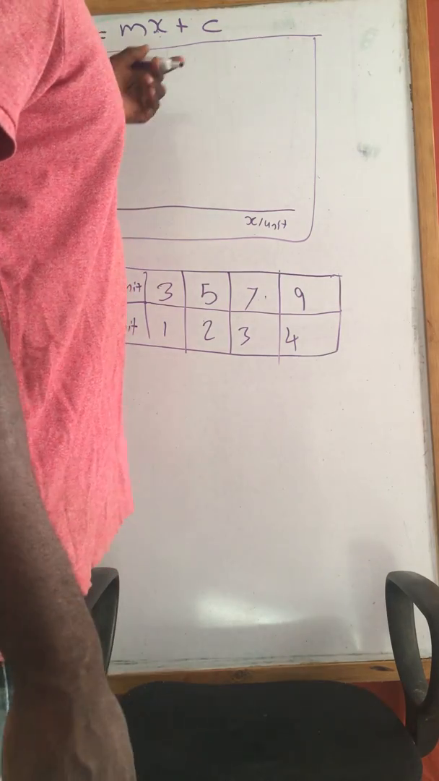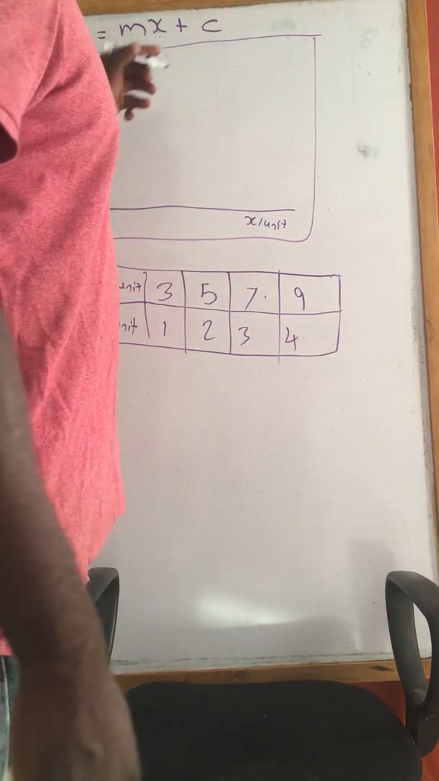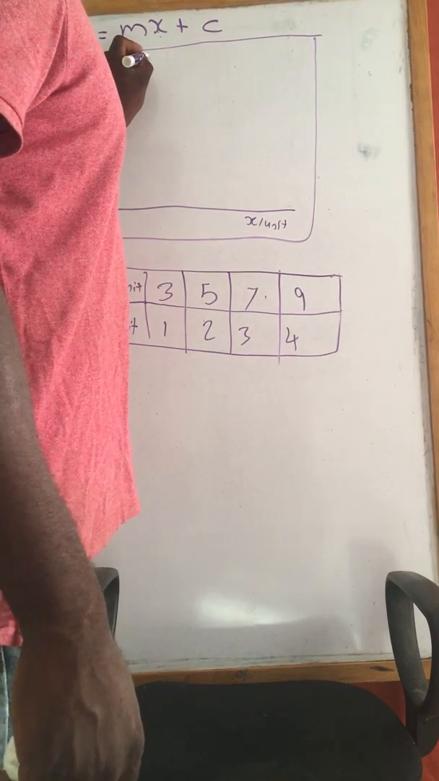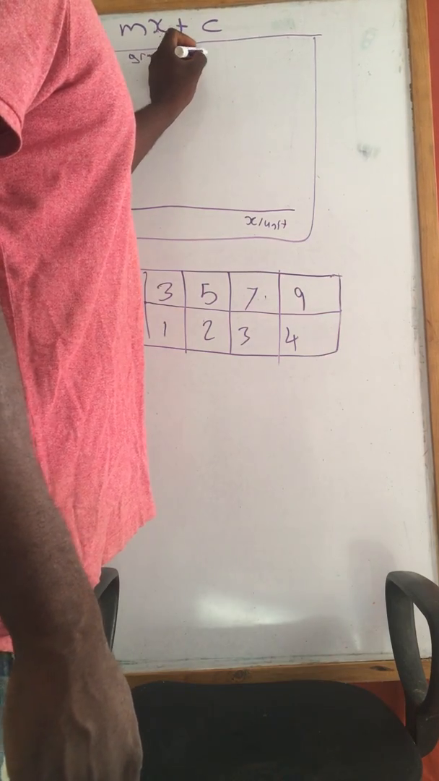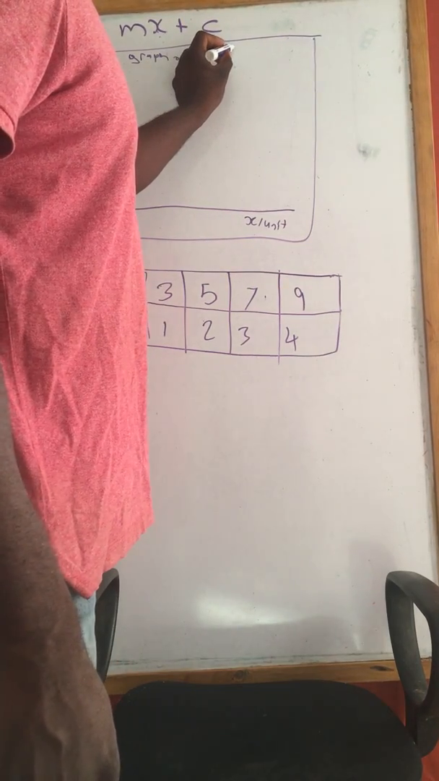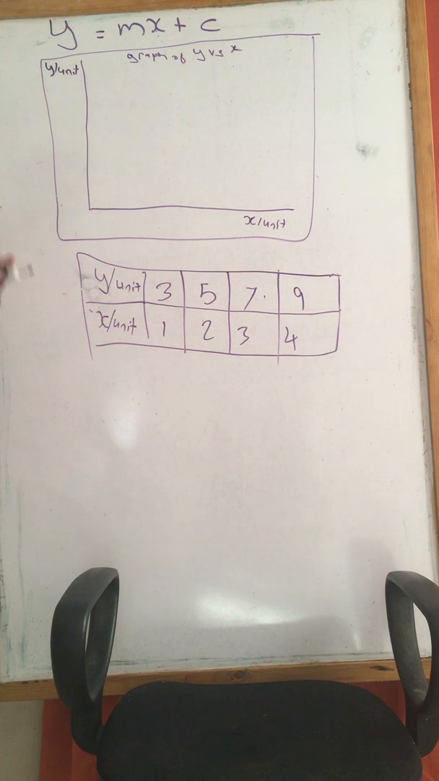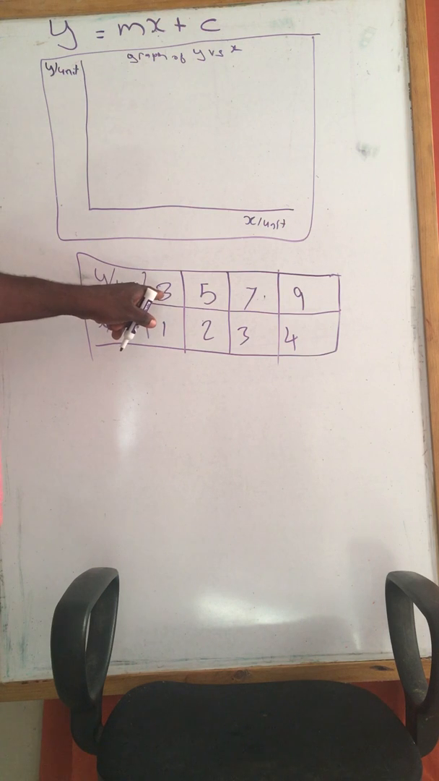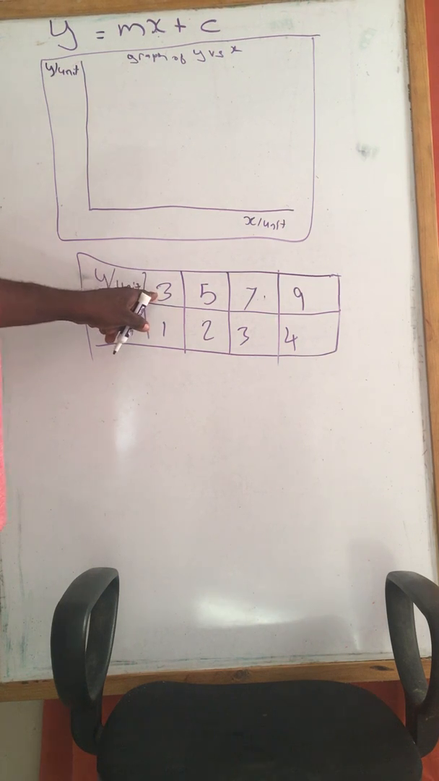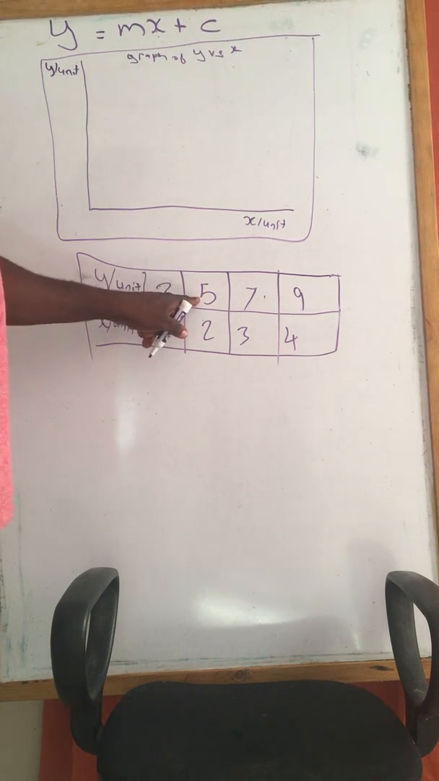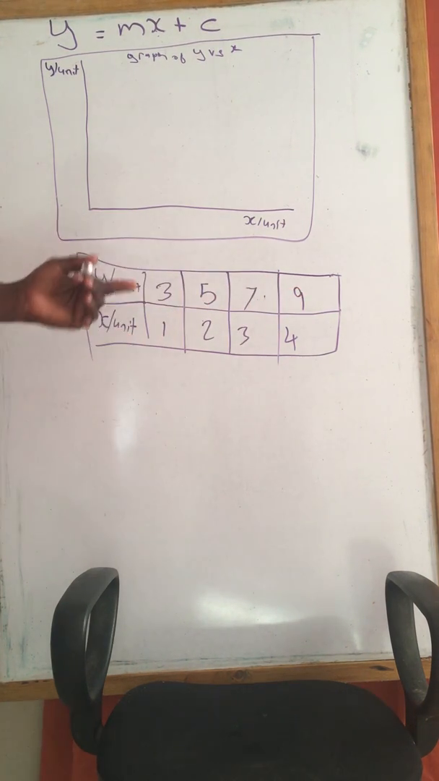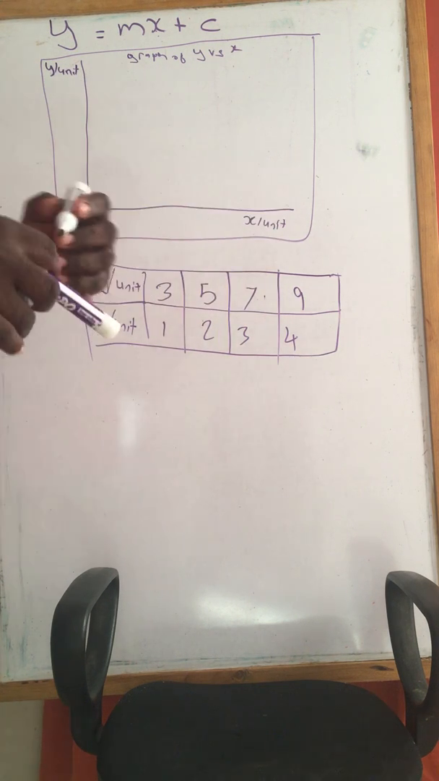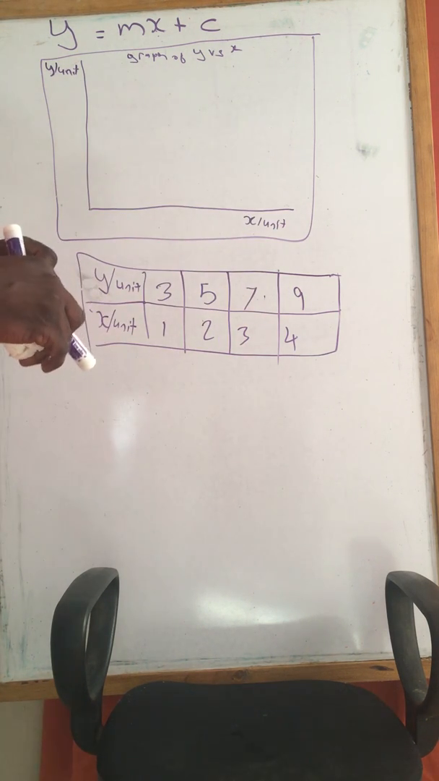The next thing is that I need to give the graph a title. So this is graph of y versus x. And then I must come up with my scaling system. So first and foremost, we know that y is equal to 3 right here, then 5, 7, and 9. So we're working with 4 different values for y, right?